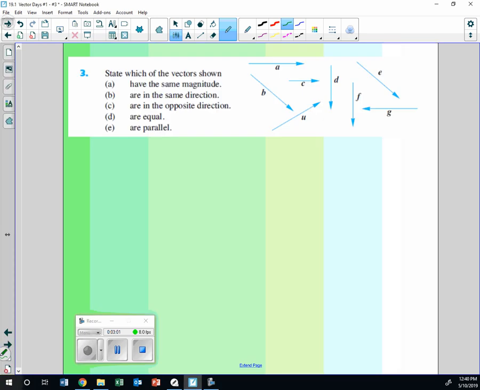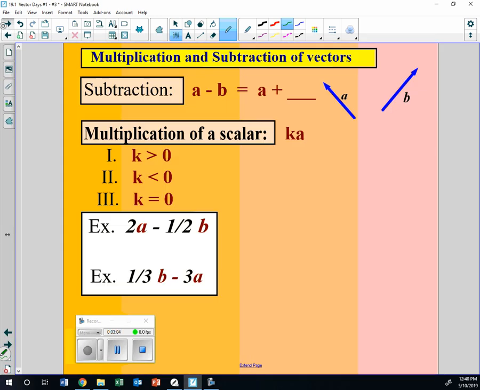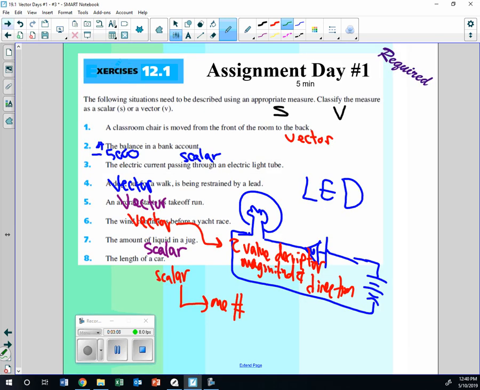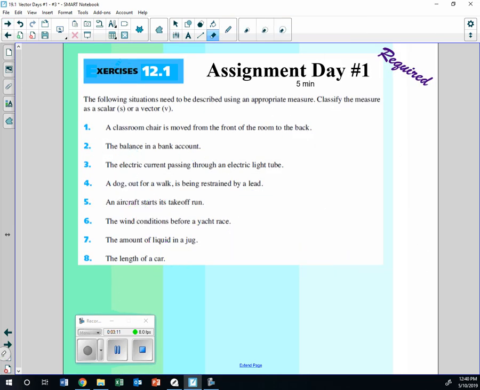Go zipping down to the end, please. And we're going to do just a little bit of assignment 1. I want you to go through these 8, and I want you to describe them as scalar or vector, and just put a little reason why. For the first one, it says the following situations described. Tell me, is it a scalar or vector? How many said 1 was a scalar? How many said it was a vector?